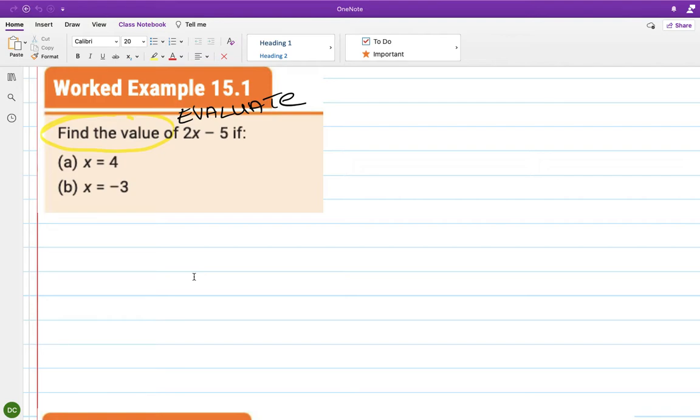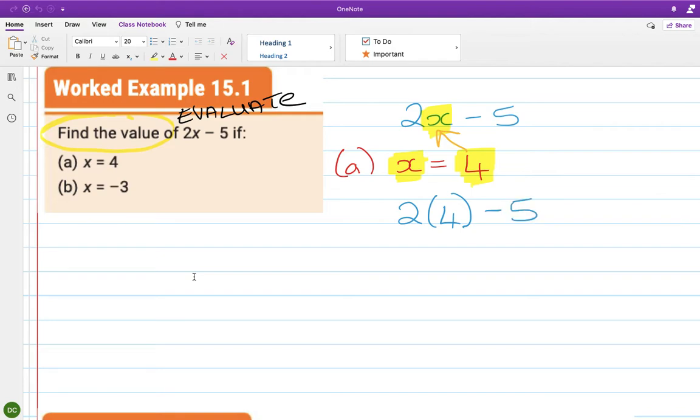So they want you to evaluate 2x minus 5. And for the first part, for A, x is going to be 4. So what we're going to do, if x is 4, then we're going to replace this x with a 4. So we get 2 bracket 4 minus 5. So what I have done is I have removed the x, and in its place I have put a 4.